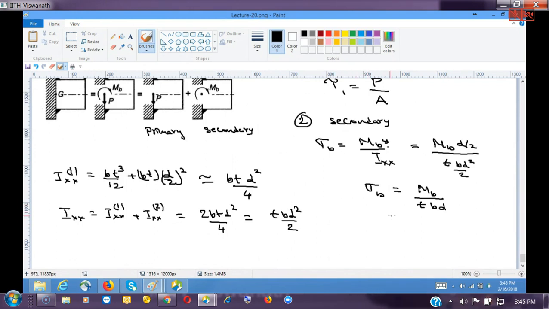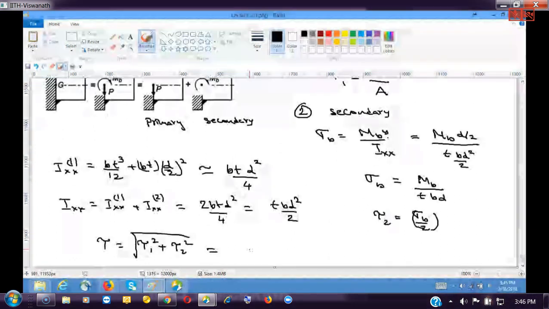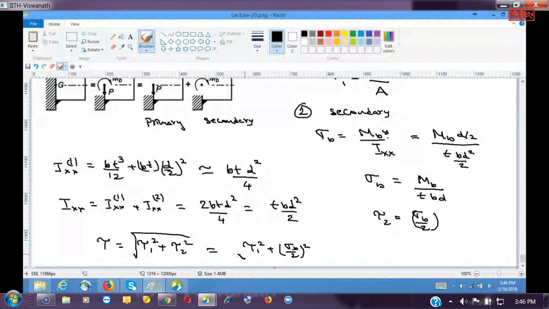This axial stress is related to shear stress in a manner that our resultant shear stress in this case, tau, is equal to the square root of tau 1 square plus (sigma B by 2) whole square. This has to be less than tau permissible. So this is the design criterion that has to be applied.